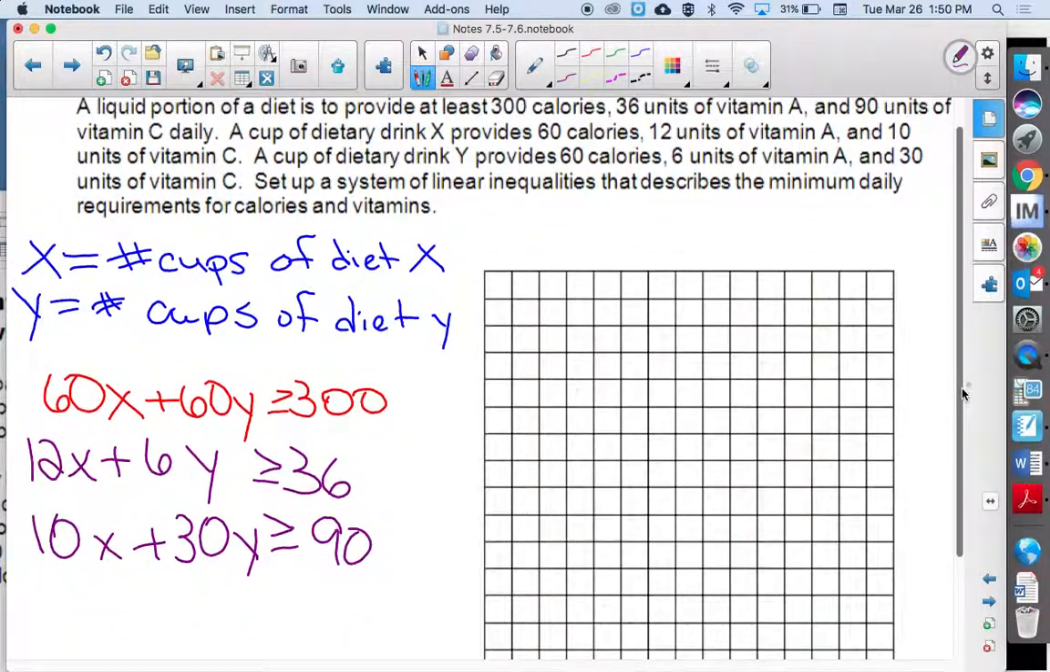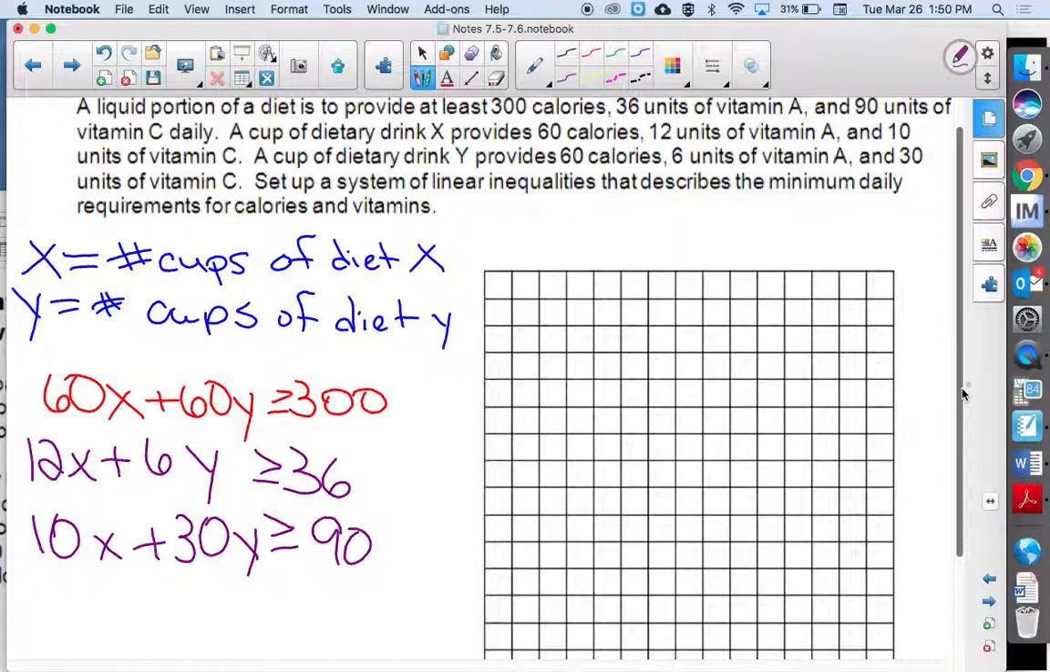So, like, kind of pulling the same information together. So one has all calories, the other one has all vitamin A, the third one has all vitamin C. So just linking the same types of information together. There's actually 2 other inequalities. We call them obvious inequalities. What can't you have if we're talking about vitamins?